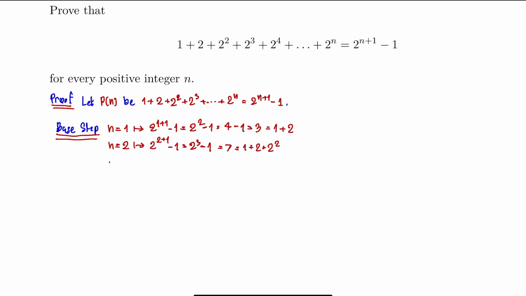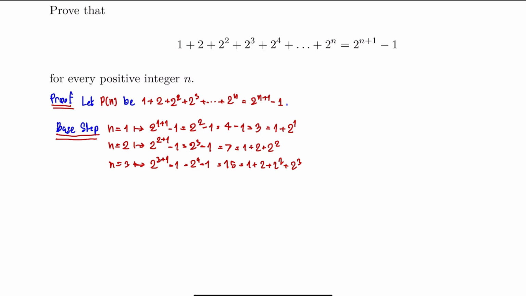So when n is 3, we have the first four terms. So we have 2 to the 3 plus 1 minus 1 equal to 2 to the 4 minus 1, which is 15. So we have 1 plus 2 plus 2 squared plus 2 to the 3. It's like we have 3 plus 4 equals 7, plus 8 equals 15. Okay, great.